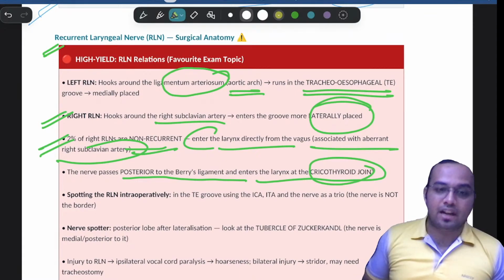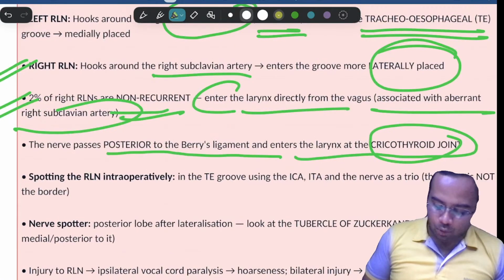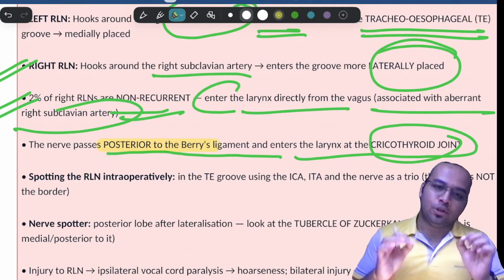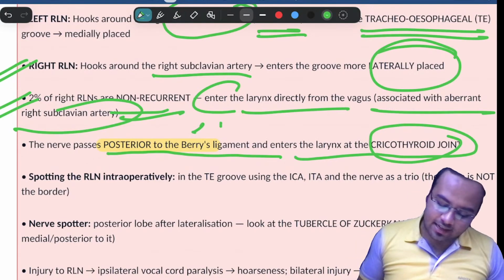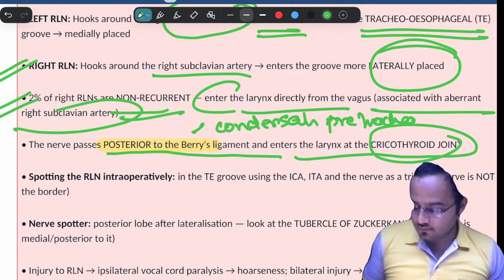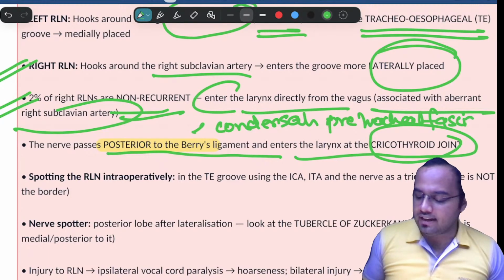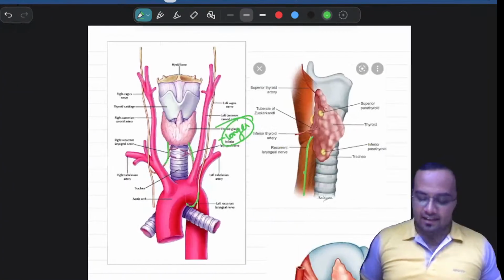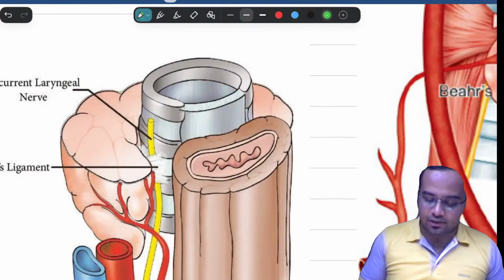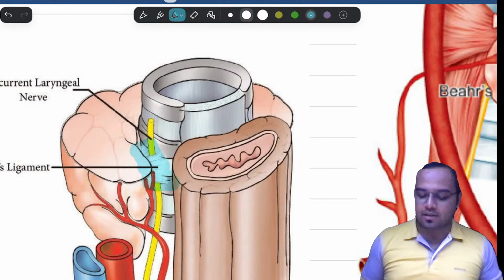All the words are very important. The nerve passes posterior to the Berry's ligament. What is Berry's ligament? Berry's ligament is a condensation of pretracheal fascia, and you can see rightly here that this condensation aids in the gland's attachment to the trachea.